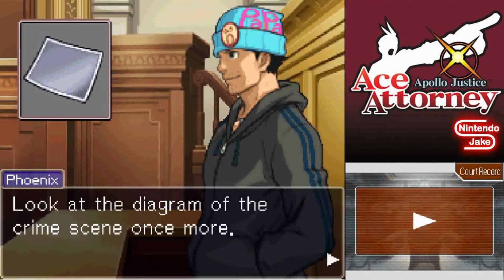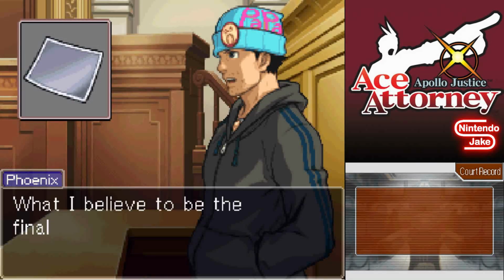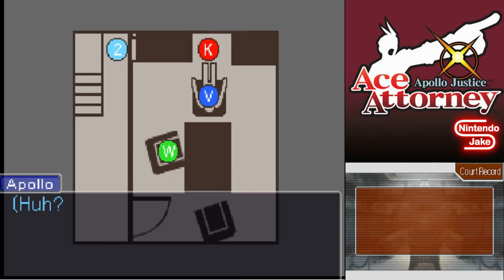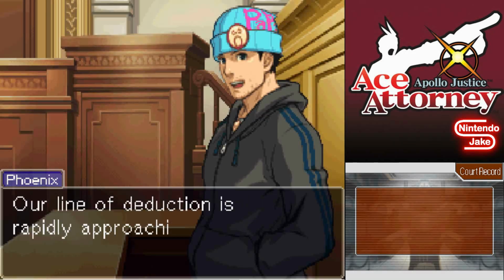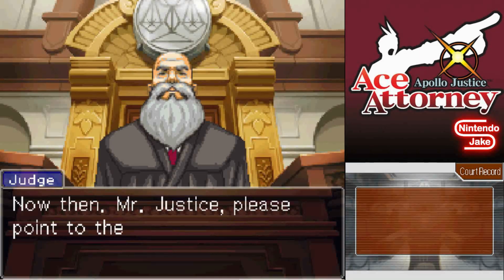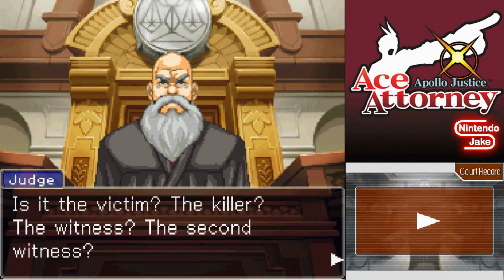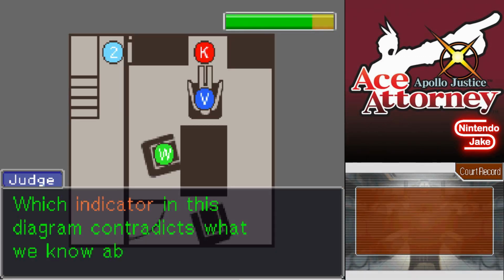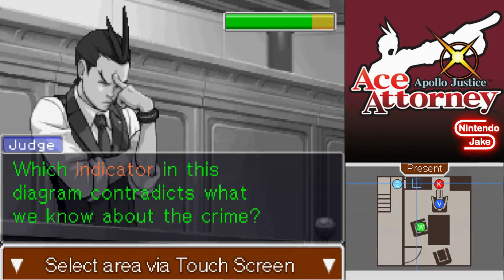Look at the diagram of this crime scene once more. Appears we found yet another contradiction. What I believe to be the final contradiction, in fact. Notice something, Apollo? The line of deduction is rapidly approaching its logical conclusion. Please point to the new contradiction indicator. Is it the victim, the killer, the witness, the second witness? What's wrong? If this is how it is, then you can't... That window doesn't work anymore. You can't see.